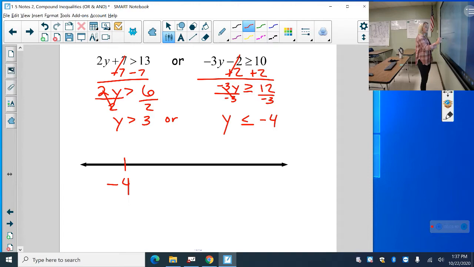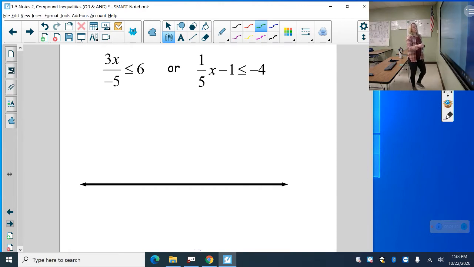So when I put these on there, -4, this one's already here for me, 3. 3 has an open dot, so it's going this way. -4 has a closed dot because of the equal to underneath the inequality symbol, and we're going this way. So all the y's are greater than 3, or they are less than or equal to -4. So if I asked you, does -3 work? You would say no, because -3 is right here, and it does not fall within one or the other. So -3 would not work.